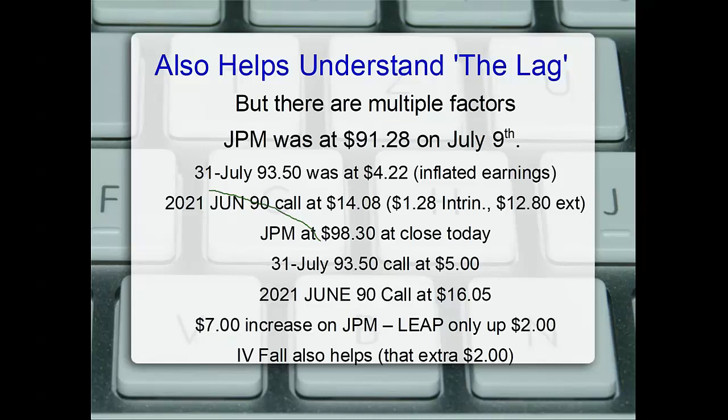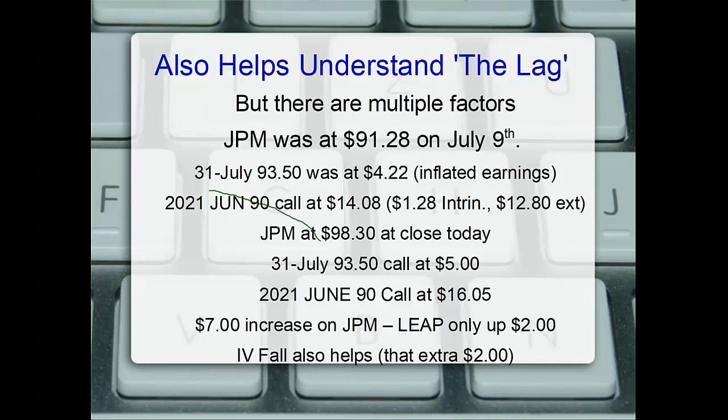Okay, so again, JP Morgan was at 91.28. He was able to sell the July 93.50 at 4.22, which was inflated because of the upcoming earnings. June 90 call was at 14.08. That was $1.28 of intrinsic at the time and $12.80 of time value, extrinsic value. JP Morgan closes around 98.30, 98.20 today. The July 93.5 call is pretty much near intrinsic at $5, maybe 20 cents above intrinsic in that case.